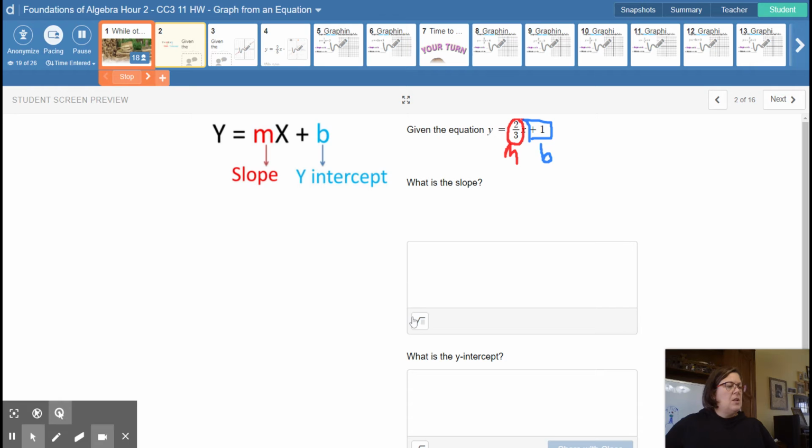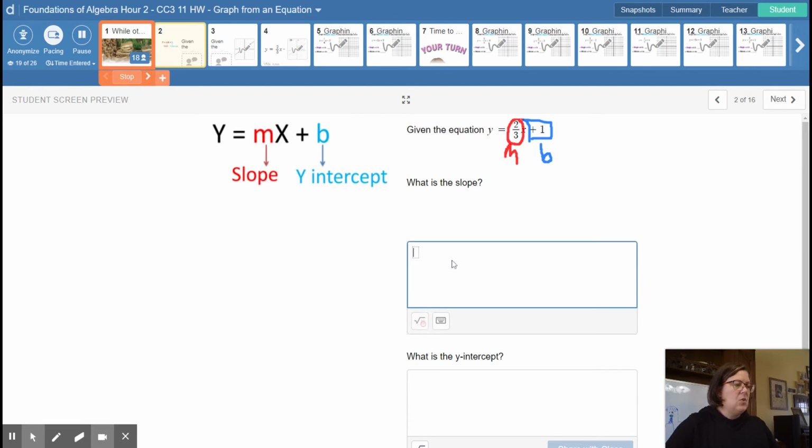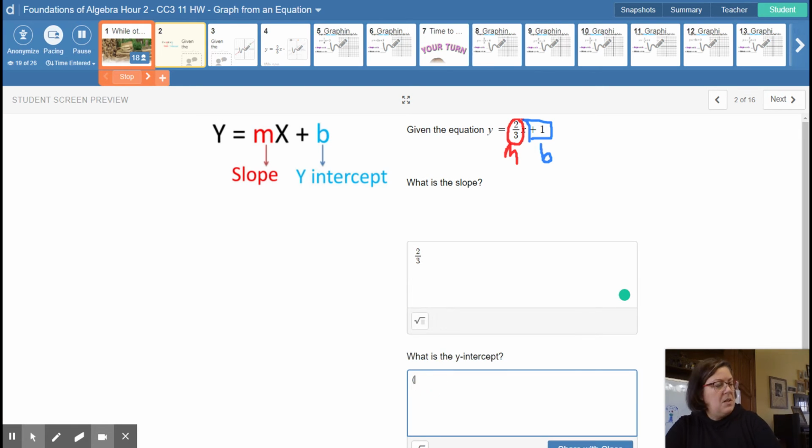So then as we are typing in this answer, I'm going to click that square root symbol. I'm going to do 2 divided by 3 for my slope. And then my y-intercept is going to be the coordinate pair 0, 1.